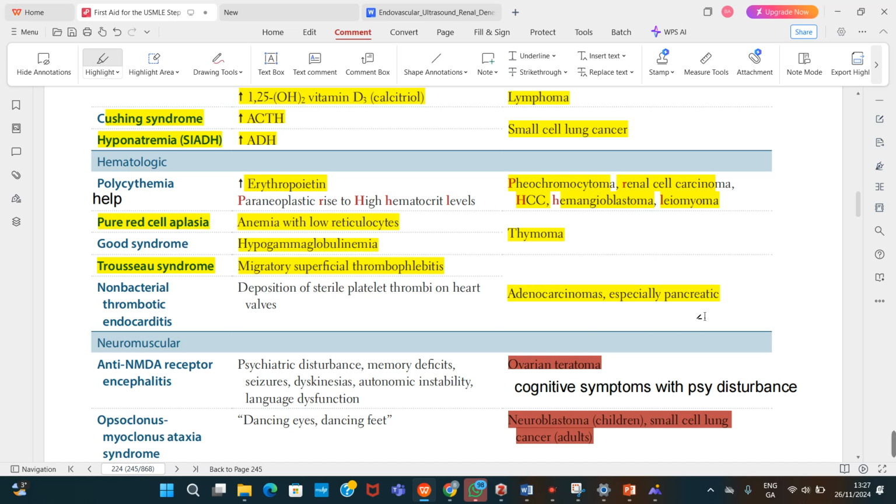Smoking. Smoking can also cause which other cancer? Bladder cancer. What else? That is not common knowledge. Renal cell carcinoma.